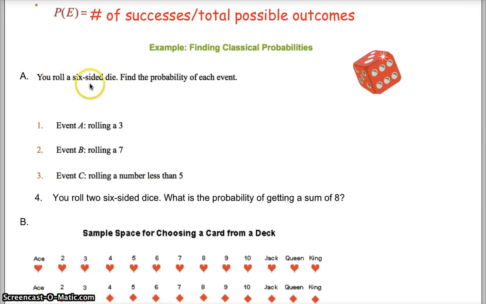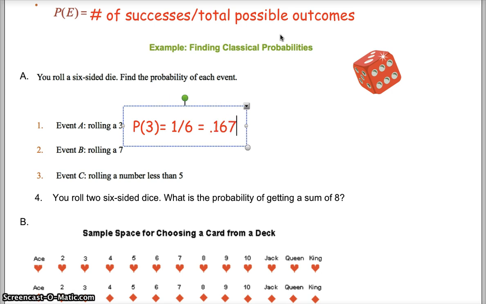You roll a 6-sided die. Find the probability of each event. So event A would be, what's the probability of rolling a 3? So to talk about notation, P parentheses 3 means we're looking for the probability to roll a 3. Well, on a 6-sided die, how many numbers are the number 3? There's only 1. And we have how many total possible outcomes? We have a total of 6 possible outcomes. So our probability is 1/6, which is approximately 0.167.